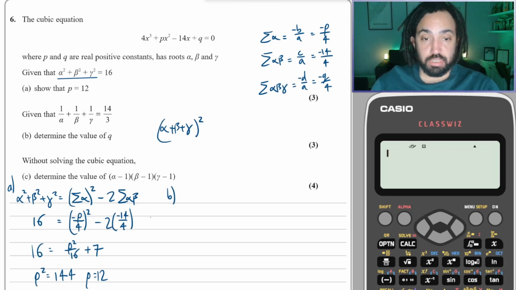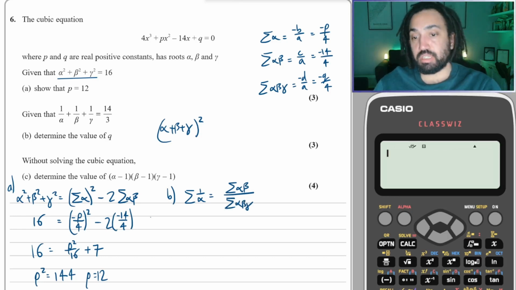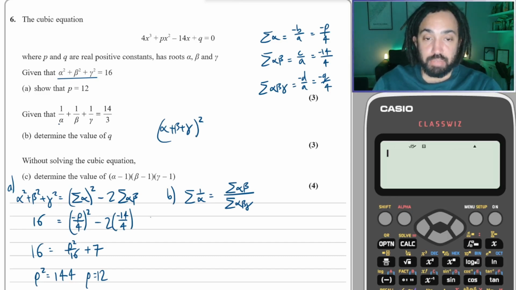Okay, the reciprocals. So we should know that, again, from our notes, the sum of the reciprocals is equal to the sum of the pairs over the triples. Again, if you're not sure about that, what could we do in our exam if we didn't know? Well, we could make all of these have a common denominator of alpha, beta, gamma, and then when they do have a common denominator, you'll get beta gamma on top.